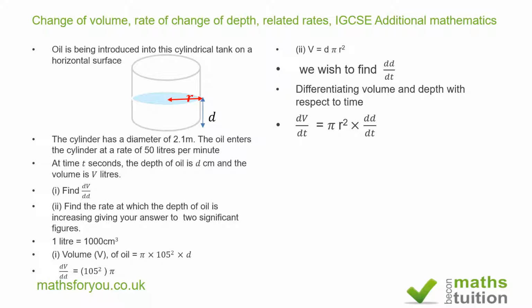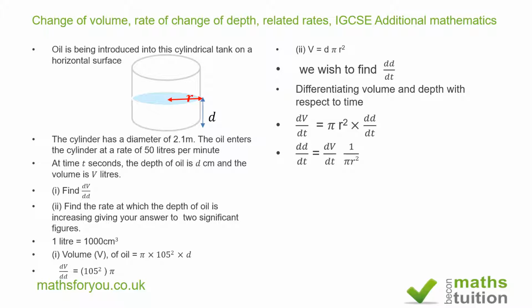So now dV over dt is equal to pi r squared dD over dt. Now, this dV over dt here is the rate at which oil is being pumped into the tank. And so, if we then divide both sides by pi r squared, we have that dD over dt is equal to dV over dt times 1 over pi r squared.